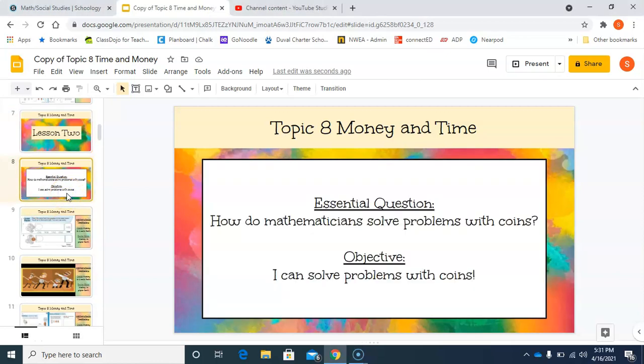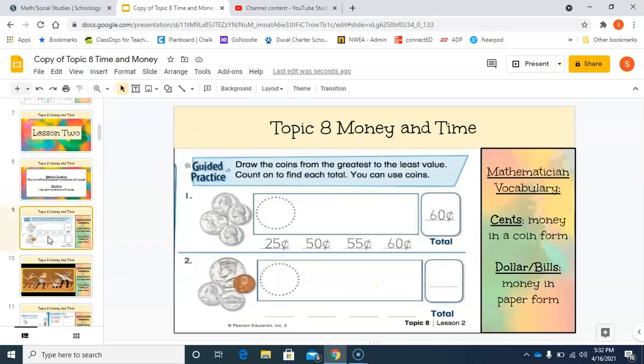Let's take a look at our essential question and objective. Today's essential question is, how do mathematicians solve problems with coins? And our objective, or what we're going to learn, is I can solve problems with coins. Repeat it with me. I can solve problems with coins. So let's take a look at today's lesson.